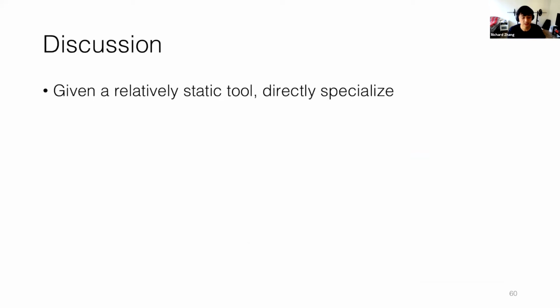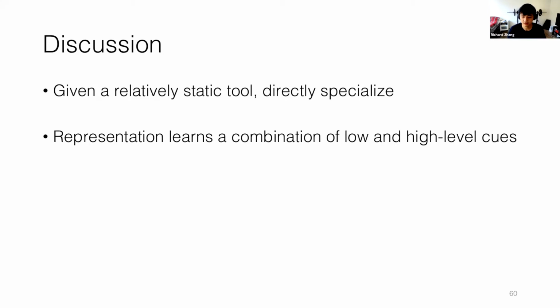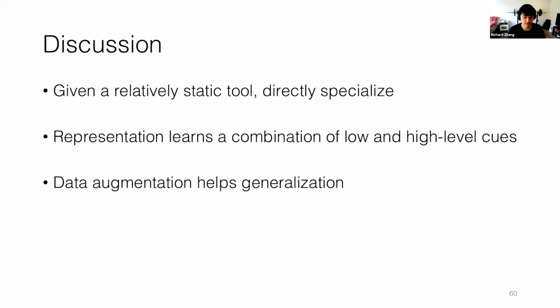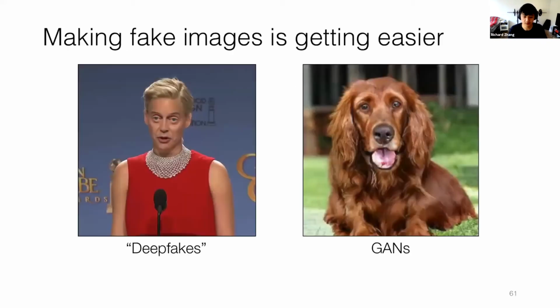Okay, so what we've seen here is that if you're given a relatively static tool, it does pay to just directly specialize for it. Like Photoshop, there are a few major releases a year. So if you train a Photoshop detector, there are going to be maybe millions of users that are using it. So it's going to be relevant for a long time. The representation we learned seems to pick up on both low and high level cues as well. And the data augmentation helps generalization, for example, if you're doing print rebroadcasting.